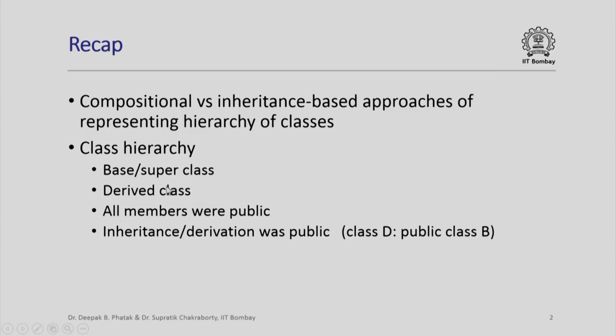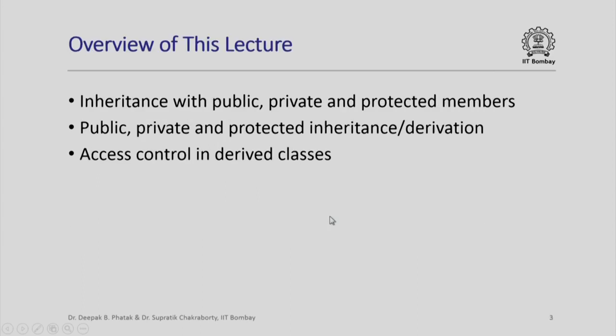In the examples that we have seen so far, all the data members were public and the inheritance or derivation was also public. If you recall, we use some notation like this: class D colon public class B, which basically means that D is a class that is derived from class B and this derivation, or the mode of inheritance, is going to be public. So this is what we have seen in the last lecture.